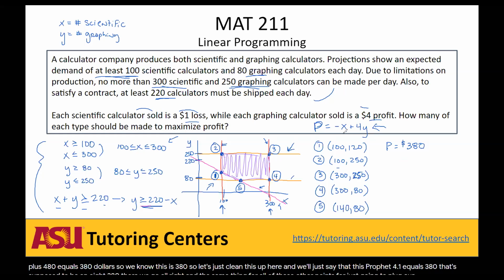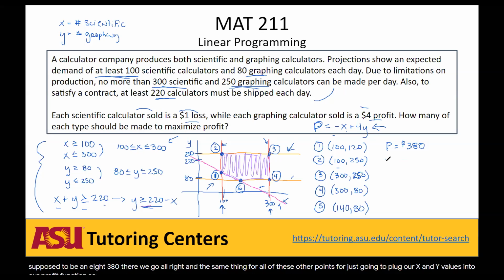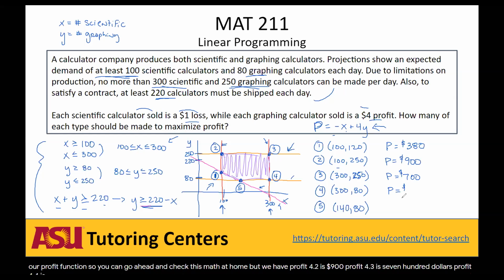And the same thing for all of these other points. We're just going to plug our x and y values into our profit function. You can go ahead and check this math at home, but the profit for point 2 is $900. Profit for point 3 is $700. Profit for point 4 is $20. Not much there. And profit for point 5 is $180. So we want to maximize our profit, and just by looking at this, we can see that point 2 is our highest profit.